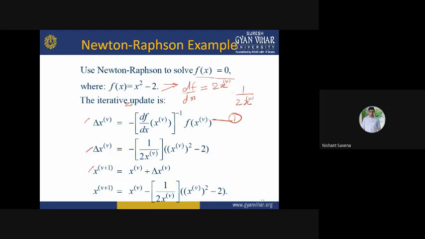Now we will find out the new solution for the next iteration. That is, x of v plus 1 is equal to the previous one plus the deviation. So the previous one was what? The xv plus delta x of v. So when we substitute this value of delta xv, which we have just calculated, over here, we will be getting this equation. Let it be equation number 2.